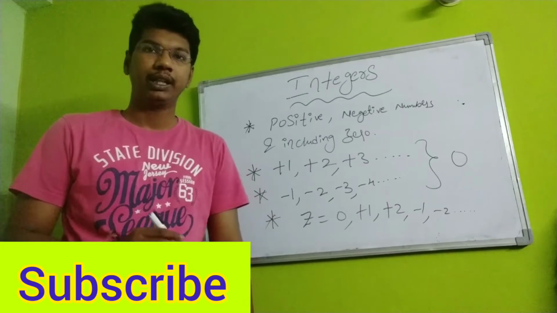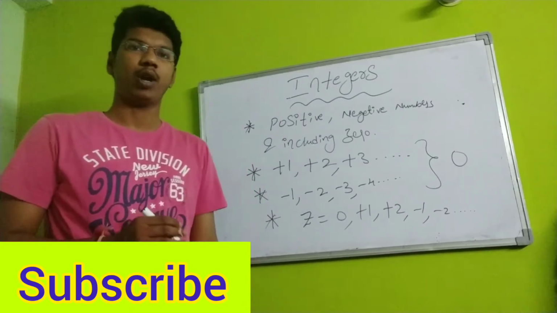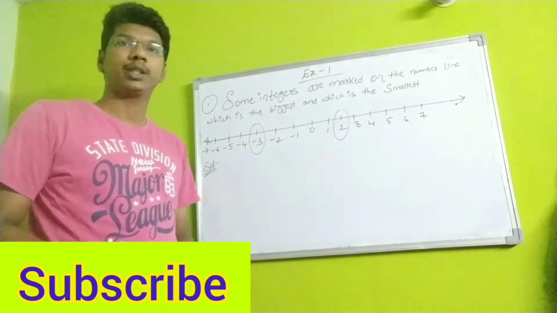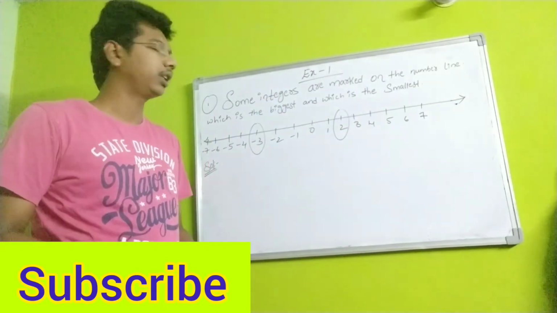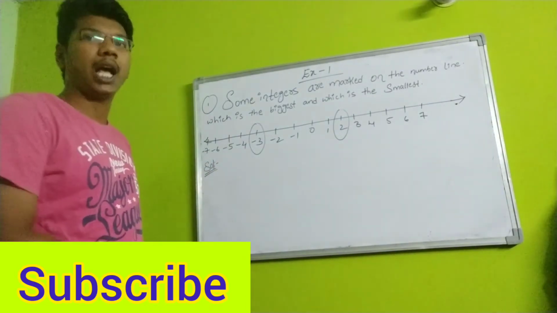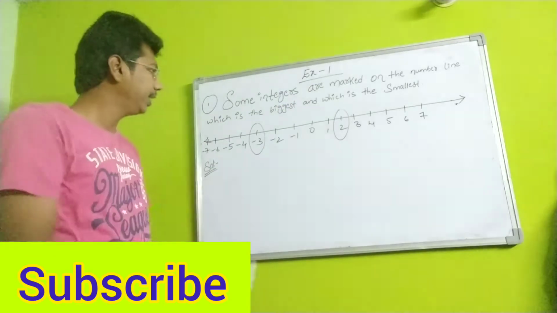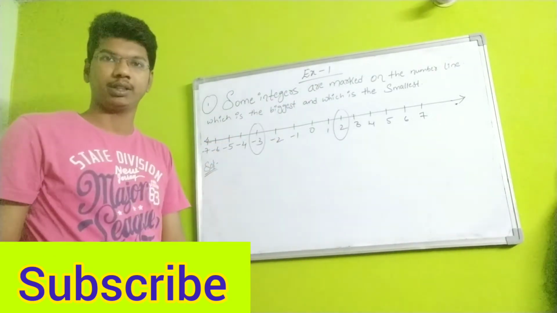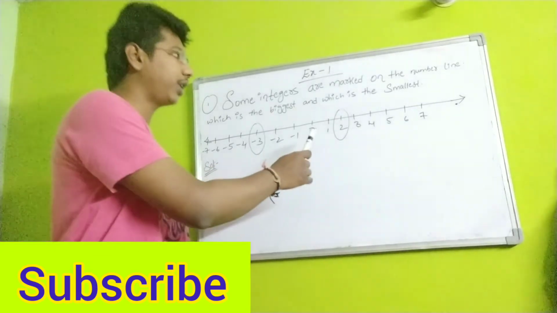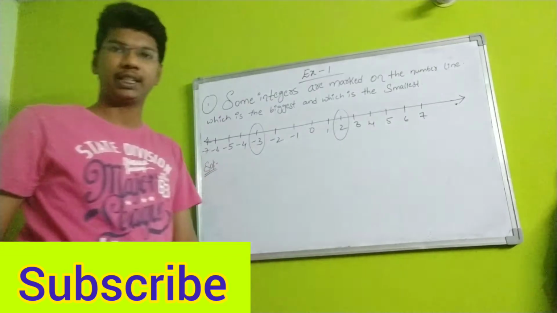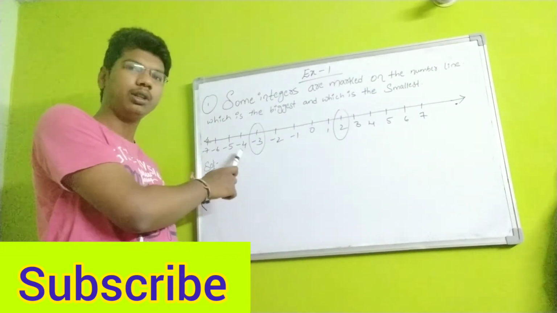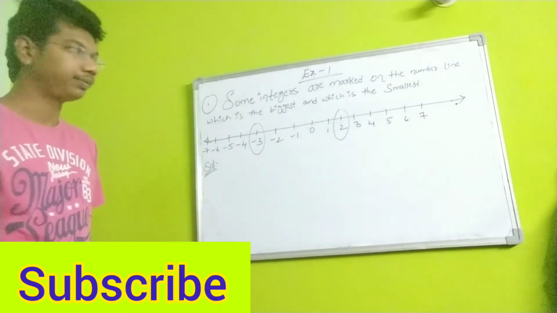Now, let's start exercise 1. Okay, students, now I am starting exercise 1. In this one, question number 1 is: some integers are marked on the number line, which is the biggest and which is the smallest. This is the number line. 0 is the center one. The right side has positive values 1, 2, 3, 4, 5, 6, 7, and the left side has negative values minus 1, minus 2, minus 3, minus 4, minus 5, minus 6, minus 7.